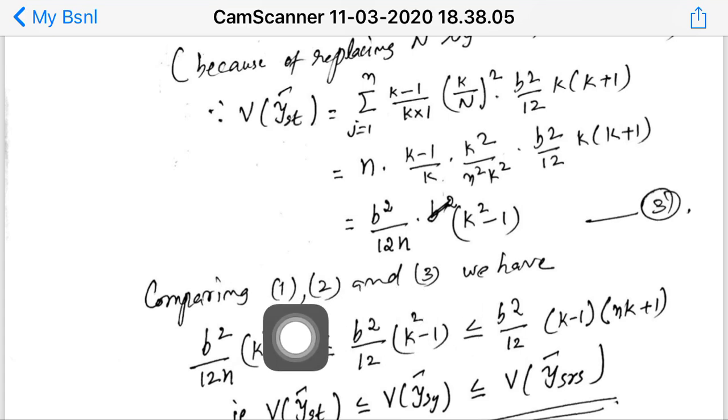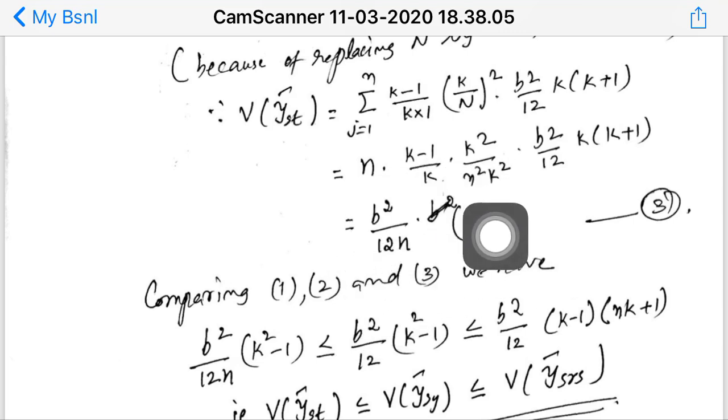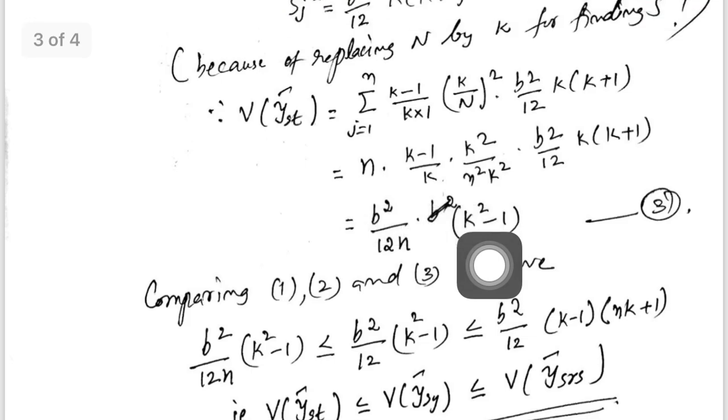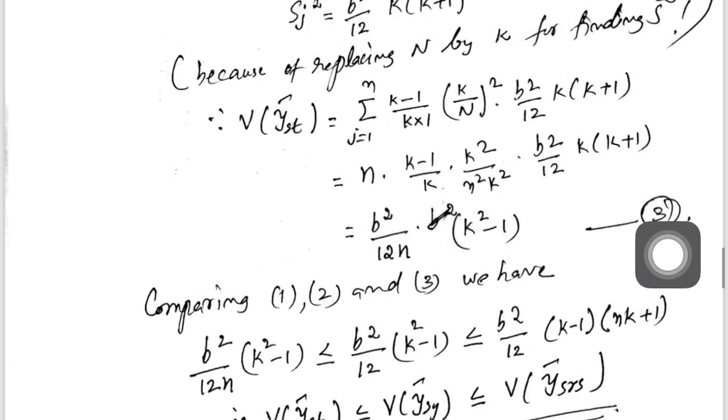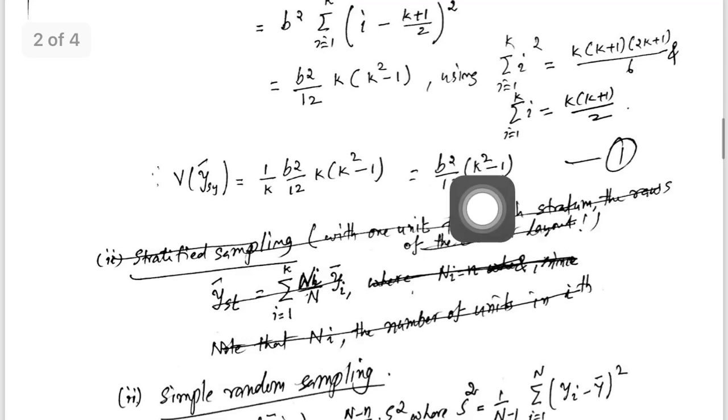When we compared the first and second expression, you have seen that the variance under systematic sampling is less than the variance under simple random sampling. Okay, and you will see that this is again smaller. This is again smaller. Why? You please compare this third expression and first expression. What was our first expression? Okay, first expression b square divided by 12 into k minus 1.